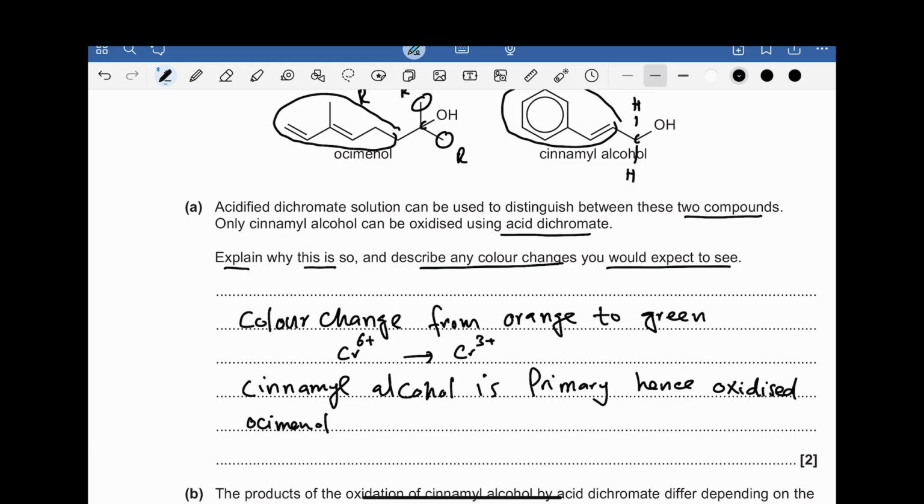Cinnamol is a tertiary alcohol, and tertiary alcohols don't get oxidized.